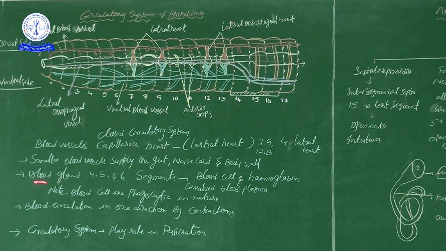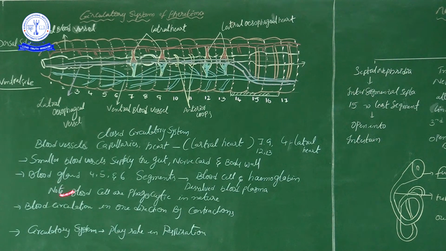Next, after the blood vessels, at particular places blood glands are there, in the 4th, 5th and 6th segments. The significance of the blood glands is to produce the blood cells. Just as our body has several blood cells, RBC, WBC, along with hemoglobin, the respiratory pigment, these blood cells are produced from the blood glands. Indirectly, blood is produced from these blood glands. The blood glands are located in the 4th, 5th, 6th segments, and hemoglobin is also synthesized by the blood glands.